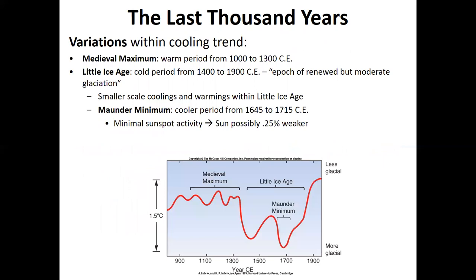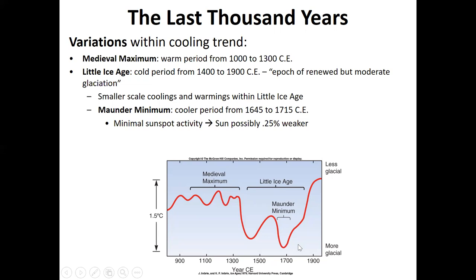In the last 2,000 years, there was a medieval maximum. So it was relatively warm. Remember, there's been a cooling trend for the last 7,000 years. But there was a relatively warm period during the medieval times, or 1,000 to 1,300 CE. Then there was a Little Ice Age. It's called the Little Ice Age because it was just a period of cooling between 1400 and 1900 CE.